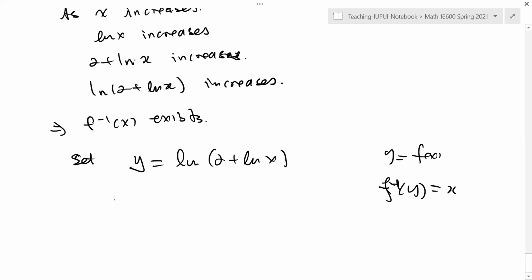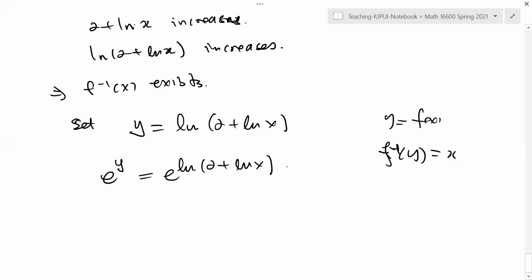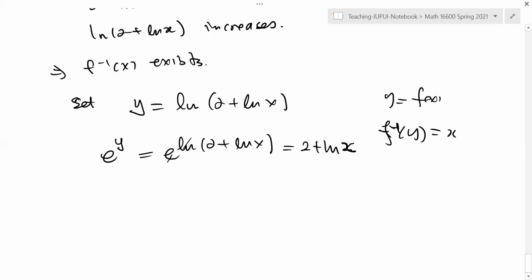How can I get rid of the natural log? You put the y, put the e under that. The left-hand side, the right-hand side, sorry. The right-hand side, this 2 is a constant, right? So it's 2 plus natural log of x. Then the next step is move 2 to the left-hand side. That's very natural because you want to find the x. You isolate the term containing x. So you have to move 2 to the left-hand side.